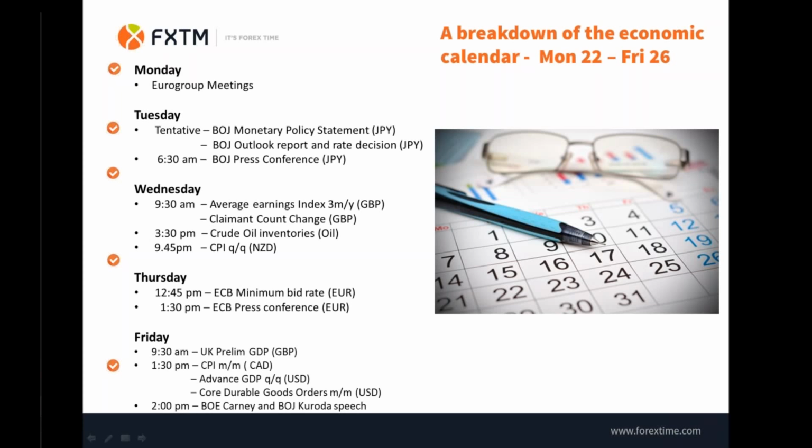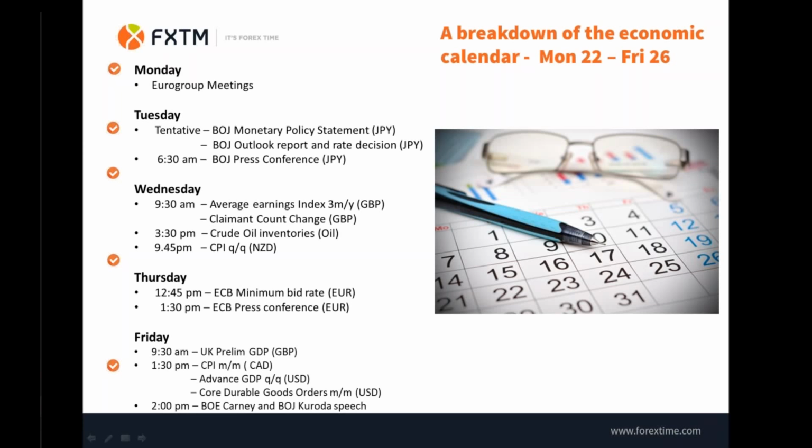On Friday, we have UK GDP for the final quarter, which is expected to come in at 0.4%. We have inflation in Canada, advanced GDP also in the United States, and finally, BOE's Carney and Lagarde are due to participate in a panel discussion titled Global Economic Outlook at the World Economic Forum in Davos.